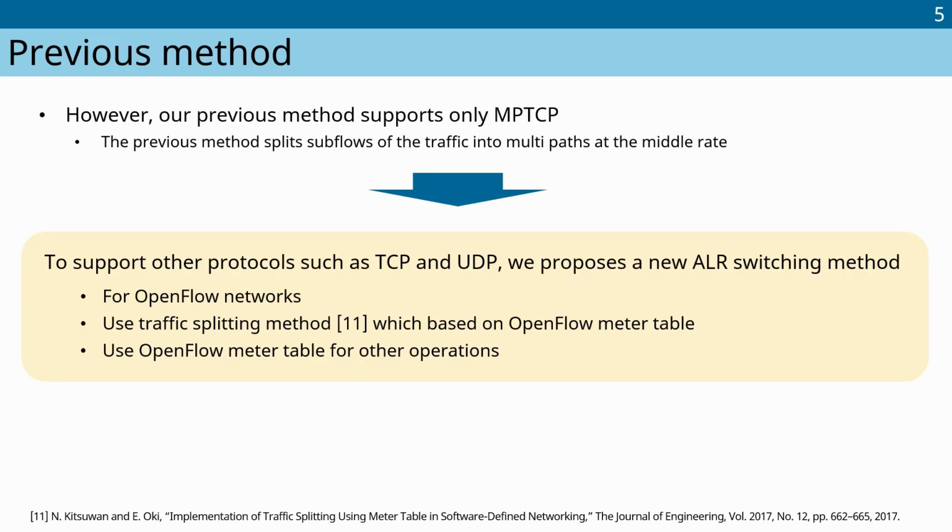However, our previous method supports only MPTCP to split subflows of the traffic into multipaths at the middle rate. To support other protocols such as TCP and UDP, we propose a new ALR switching method. This method works on OpenFlow networks and uses the traffic splitting method, which is based on OpenFlow meter tables. The proposed method also uses meter tables for other operations. Next, we will introduce OpenFlow networks.